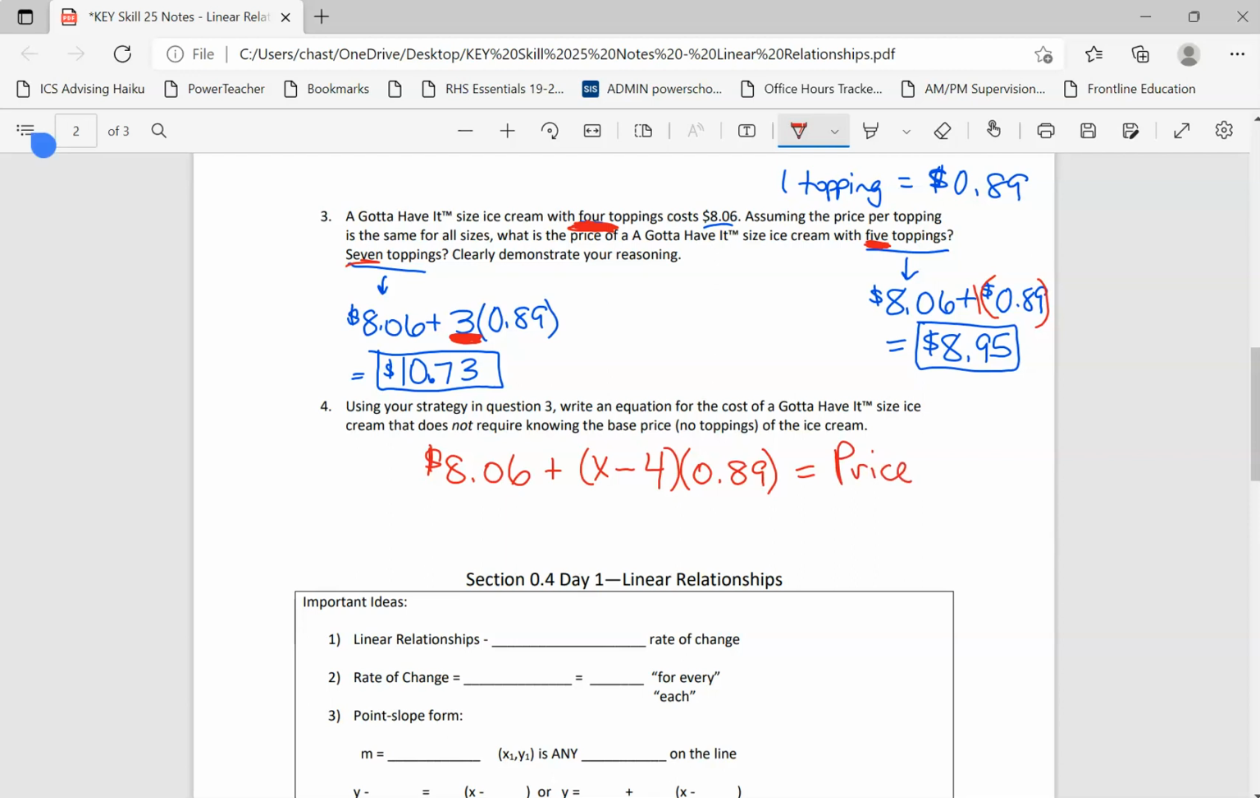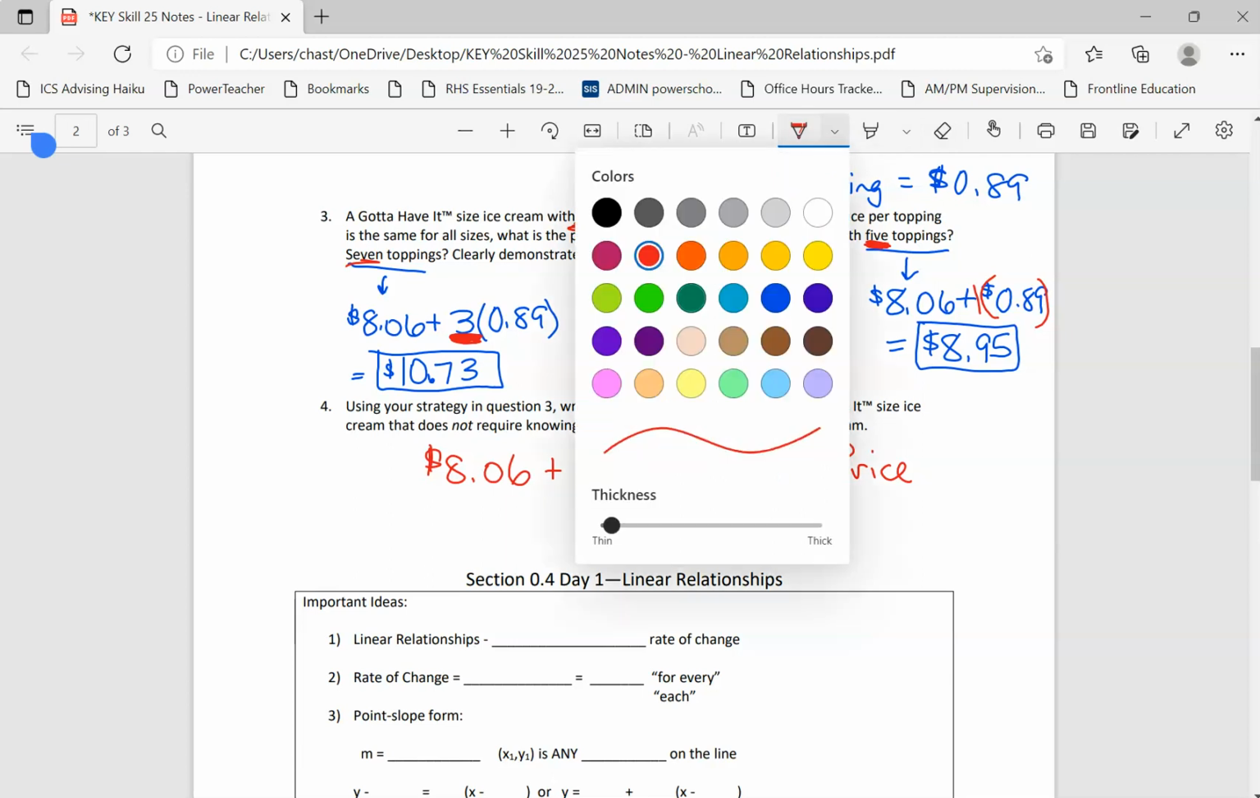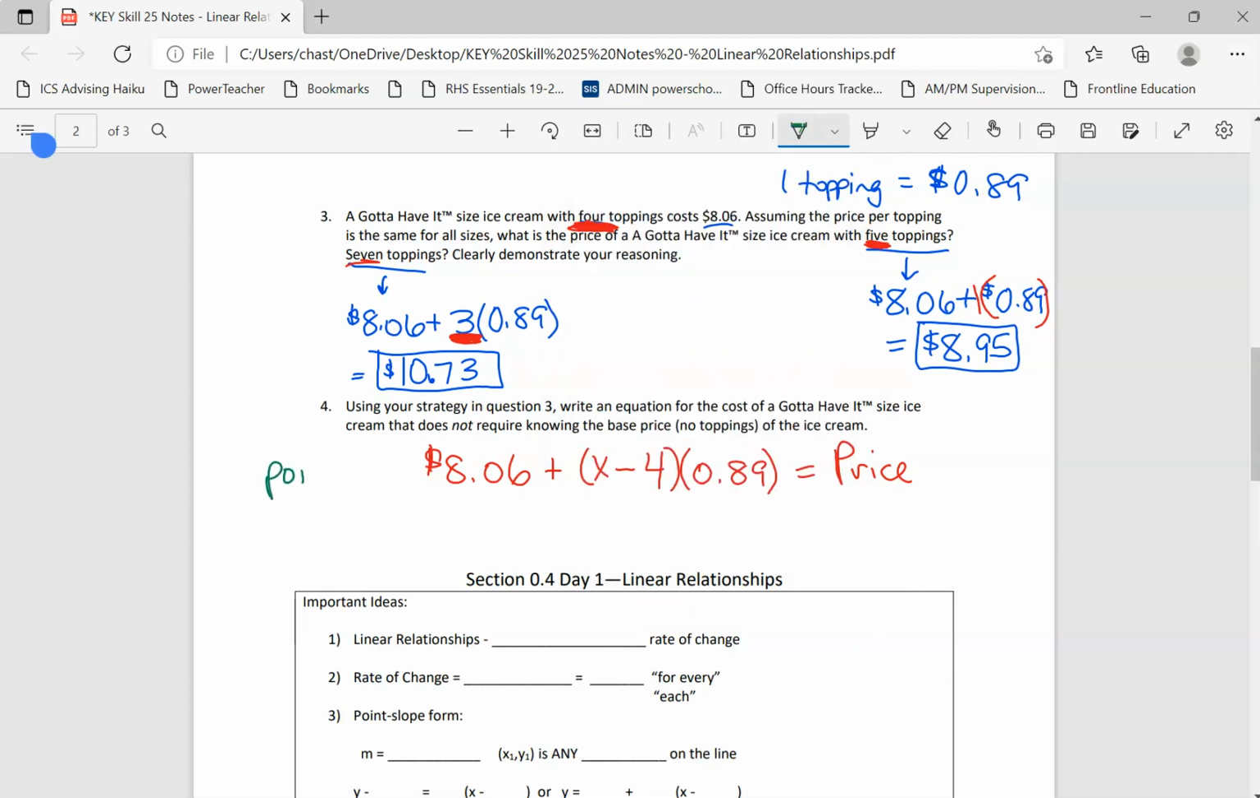Okay. If you look here, this is similar to our point slope form. Okay, where you have a slope right here, and you have, this is the base price for 4 toppings on the Gotta Have It size, and then this 4 right here is the fact that when we have a cost of $8.06, you had 4 toppings. Okay, so this part right here is number of additional toppings.